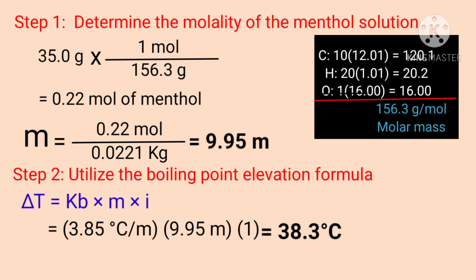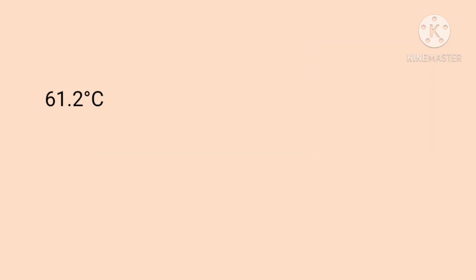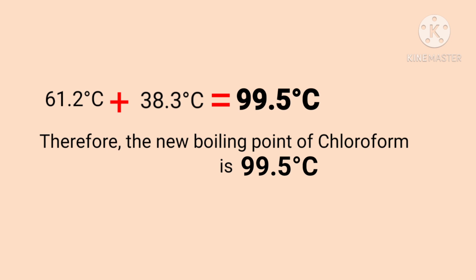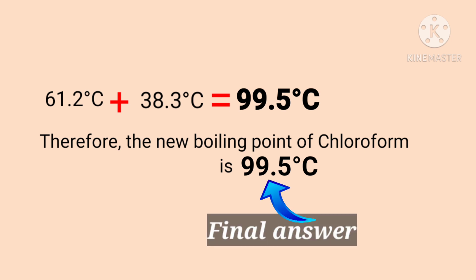38.3 degrees Celsius is not our final answer. The question is, what is the new boiling point of a solution? So what is the boiling point of pure chloroform? This is 61.2 degrees Celsius. So we add the boiling point elevation we got, which is 38.3 degrees Celsius. When you add them, it becomes 99.5 degrees Celsius. Therefore, the new boiling point of chloroform is 99.5 degrees Celsius.